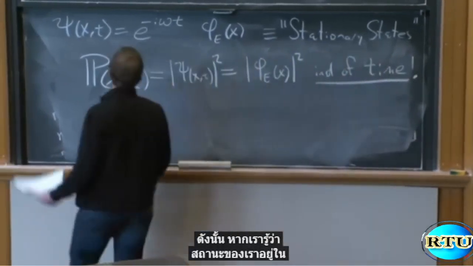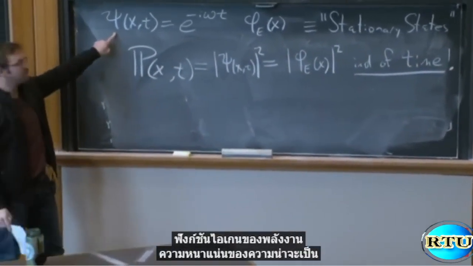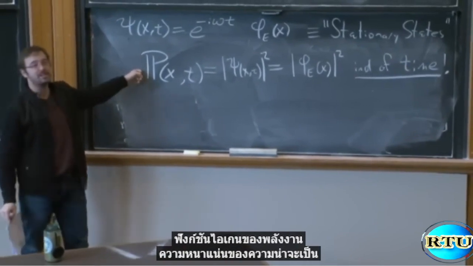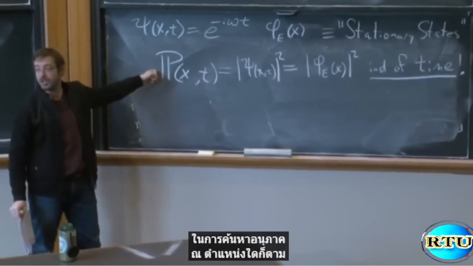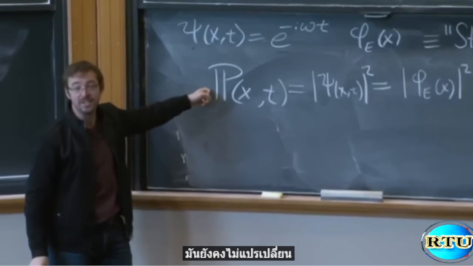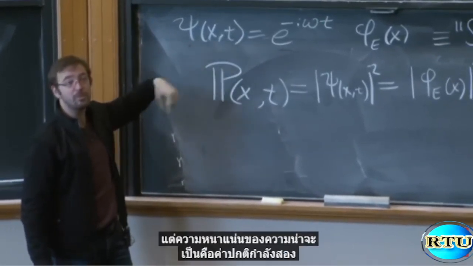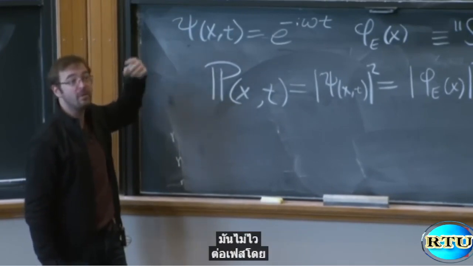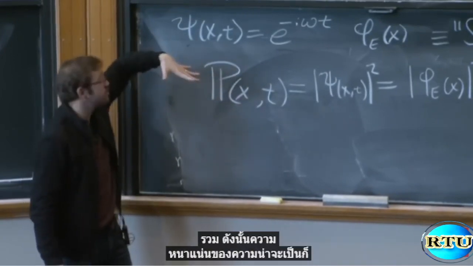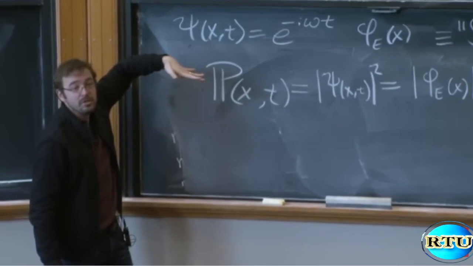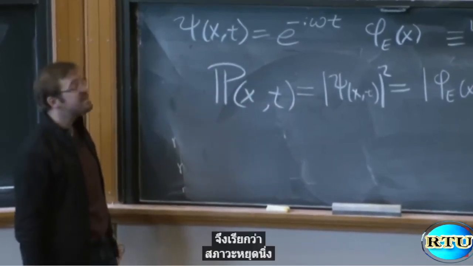So if we happen to know that our state is in an energy eigenfunction, then the probability density for finding the particle at any given position does not change in time. It remains invariant. The wave function rotates by an overall phase, but the probability density is the norm squared. It's insensitive to that overall phase, and so the probability density just remains constant at whatever shape it is. Hence, it's called a stationary state.